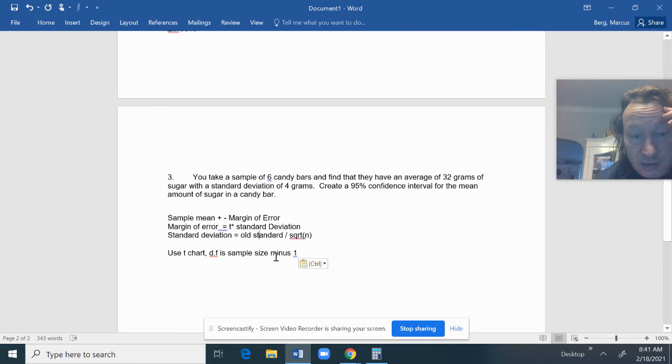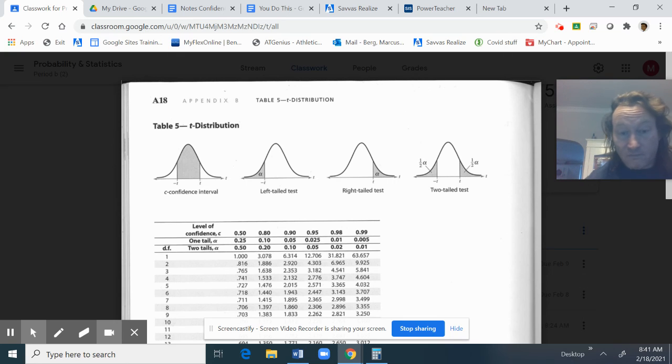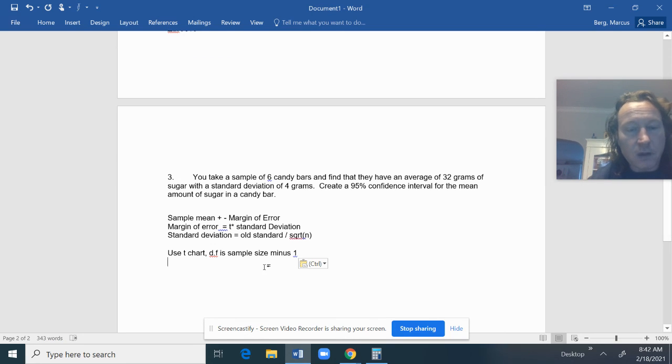Degrees of freedom is the sample size minus 1. So I want to look at degrees of freedom of 6 minus 1, which would be 5, and then at 95%. So 5 degrees of freedom at 95%. Boom, 5. So that would be 2.571. All right, so you're going to use that for margin of error, but still do the same thing: sample mean plus or minus margin of error.